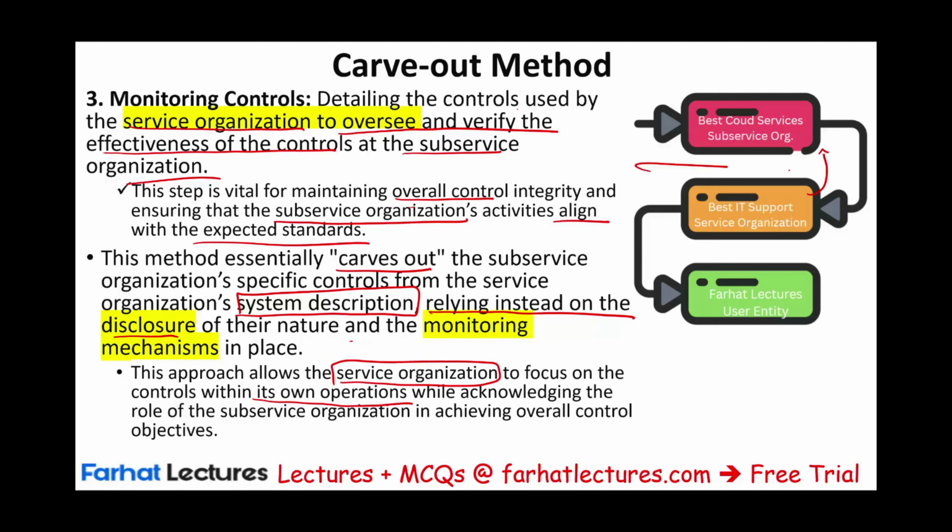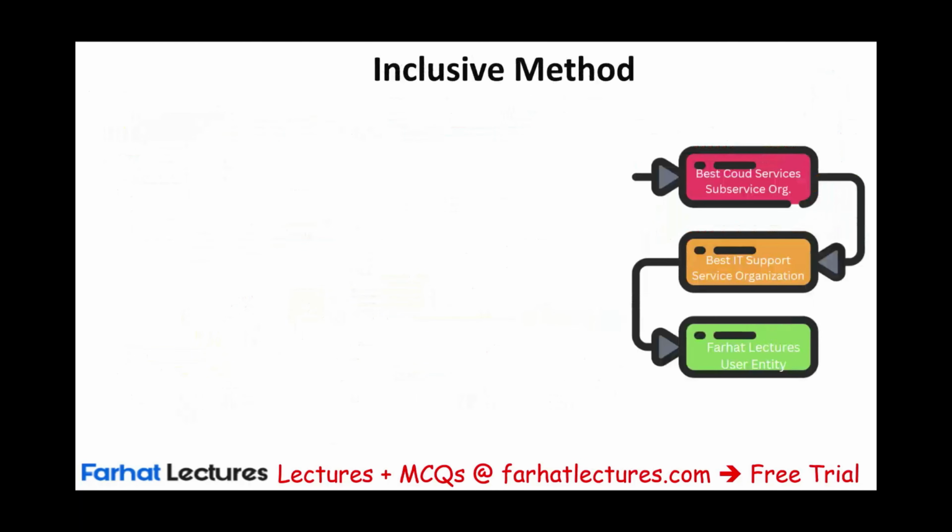So when we carve them out, it means we're focusing on our own controls. We're going to describe their controls, and we're going to tell you what mechanism we use to make sure that they are using the controls that are relevant to us properly. But they are not going to be part of our system description. They are not part of the audit scope. That's it. That's what you have to know. How about the inclusive method? What do we do under the inclusive method?